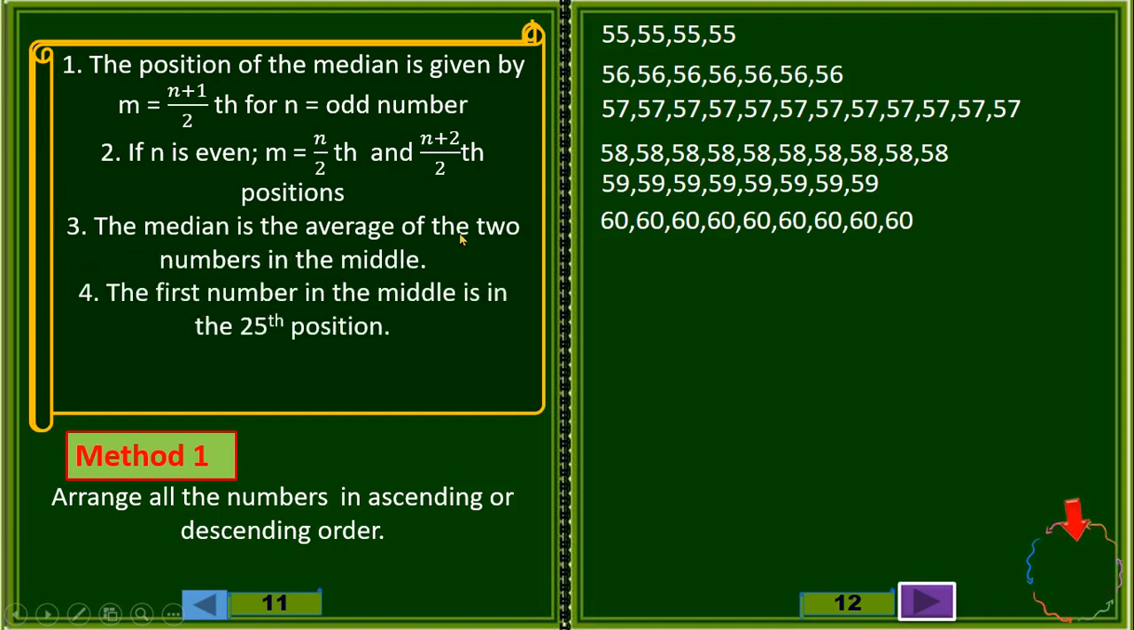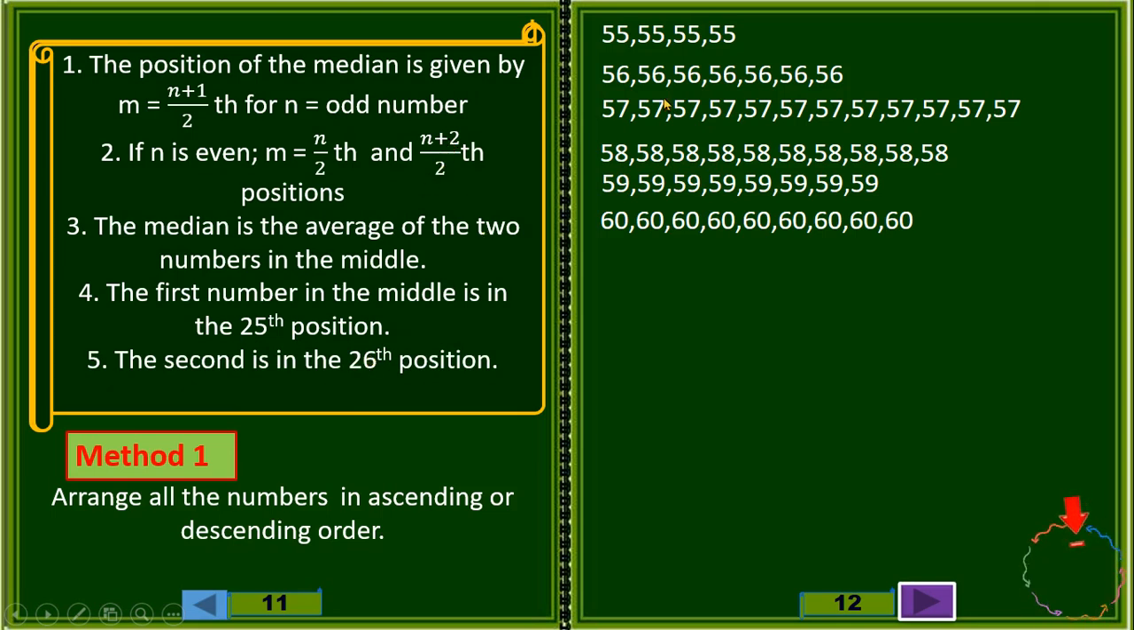The first number in the middle for this particular question will be in the 25th position, because we have 50 numbers altogether, and 50 is an even number. So therefore the first number in the middle will be in the position of 50 divided by 2, giving us 25th position. The second number in the middle will be in the 26th position. 50 plus 2, 52, divided by 2, 26.